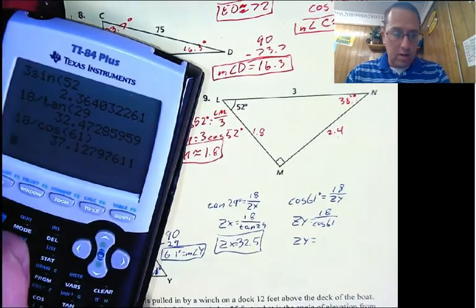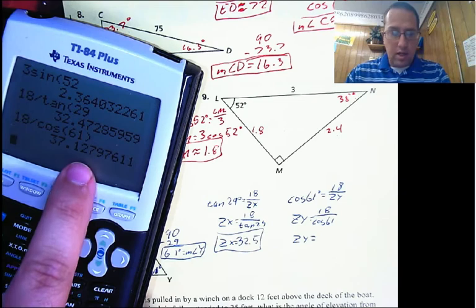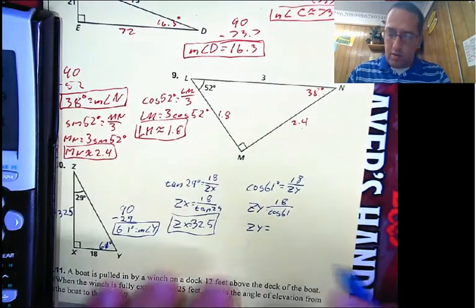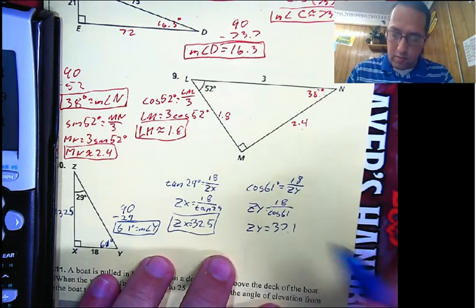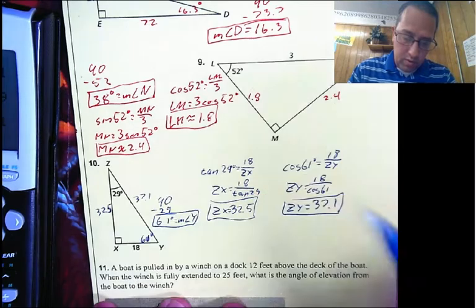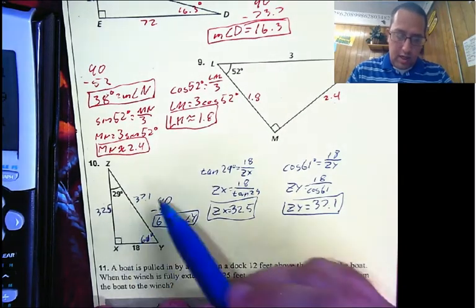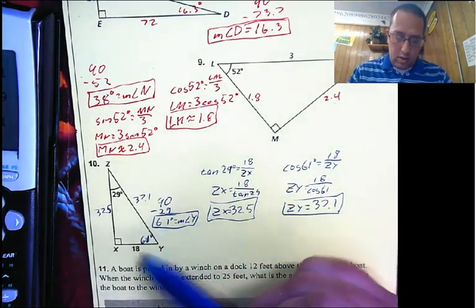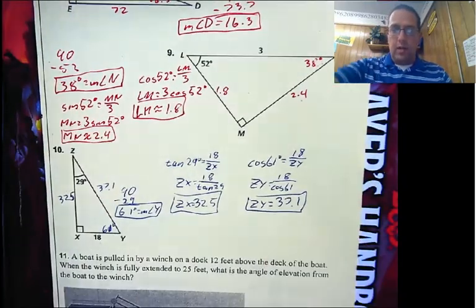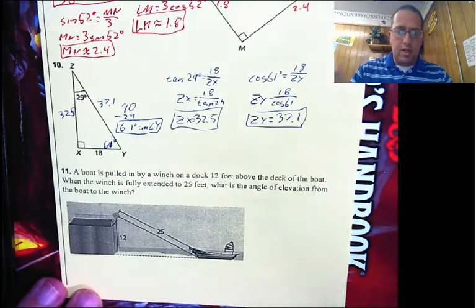There we go. Always nice when the bell interrupts us. And that is 37.12, so approximately 37.1. 37.1. Again, longest side opposite the right angle, shortest side opposite the shortest angle. All right, one last problem and we are done.